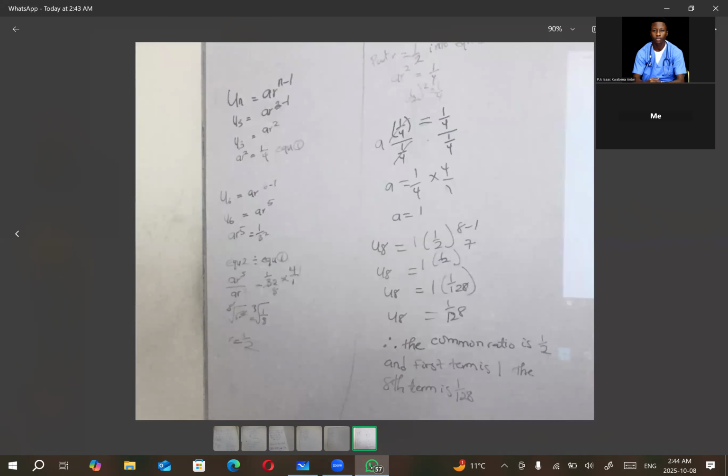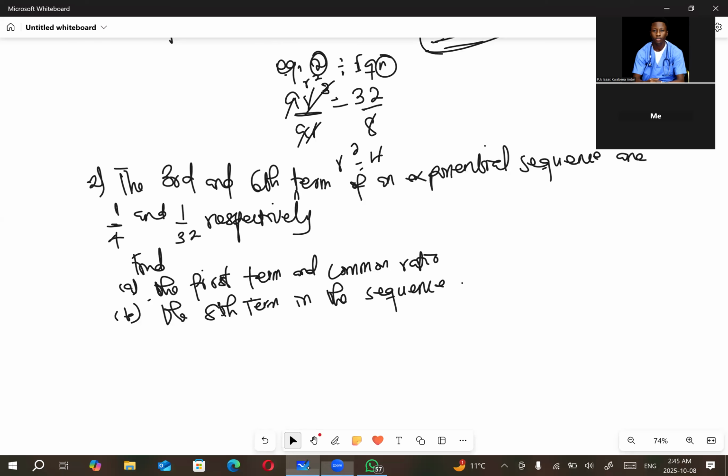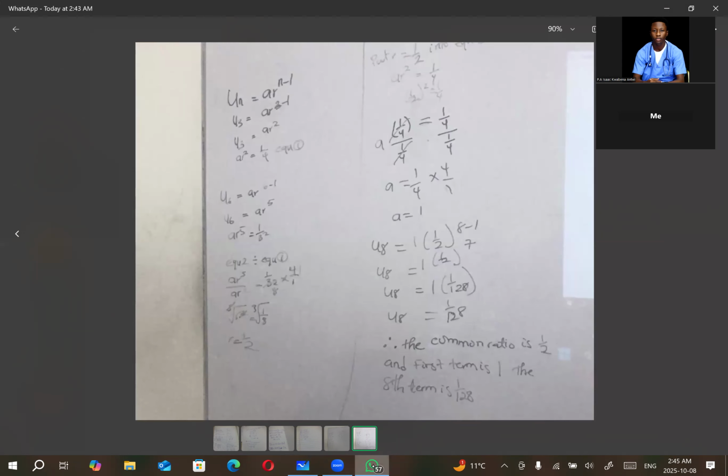All right, so they wrote the expression, they wrote the formula. Now, third term, U3 is equal to ar^(3-1). So U3 is equal to ar^2. So ar^2 equals 1 over 4, equation 1. That's true. Then the sixth term is 1 over 32. U6 is equal to ar^(6-1), U6 is equal to ar^5. ar^5 equals 1 over 32.